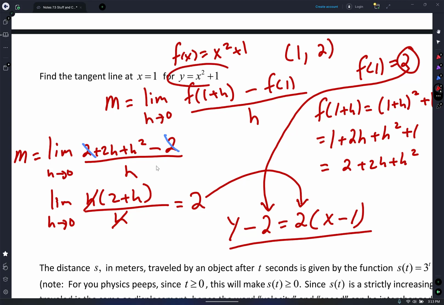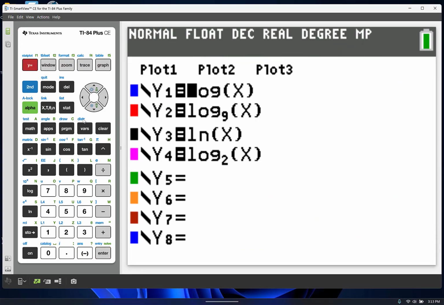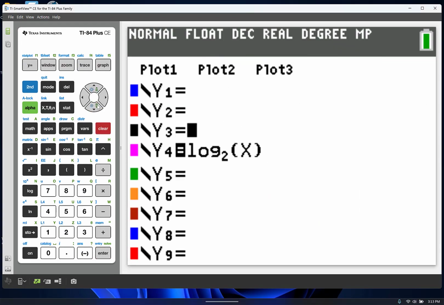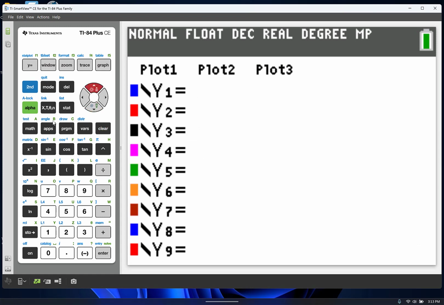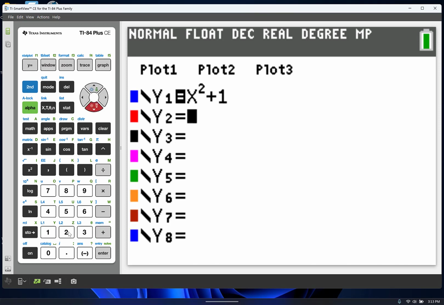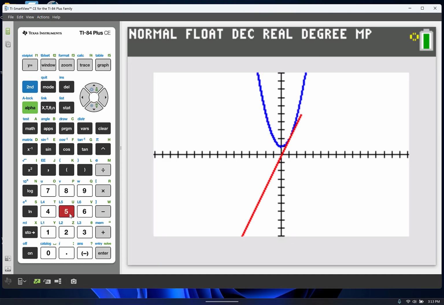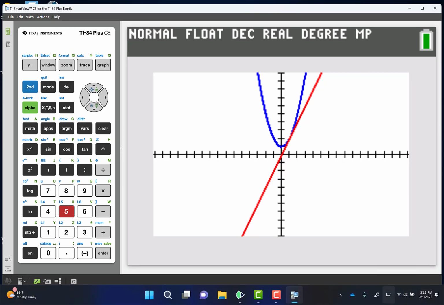If I were to plot y equals x squared plus 1 and this expression, let's see what that number is. Y minus 2 equals 2x minus 2 plus 2. Oh, it's just y equals 2x. So y equals 2x is my tangent. Here's my calculator. I'm going to clear, and go x squared plus 1, and the other one, just 2x. Let me make it a square window. Yeah, that looks like a tangent, right there at 1. Cool or not cool?